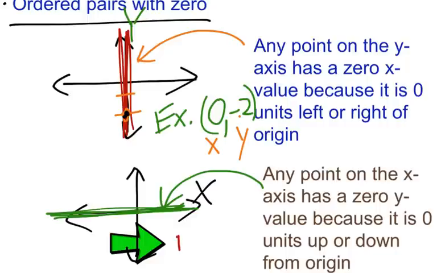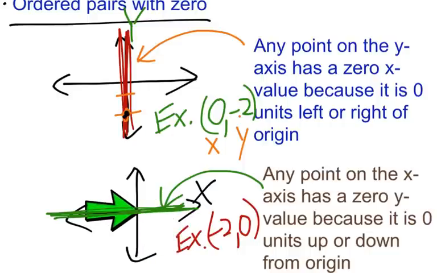So we'll end with an example. If we said -2, 0, where is that point located? We would go left 2, 1, 2, and then up 0, so we would stay put. So 1, 2, and just put a dot right there.